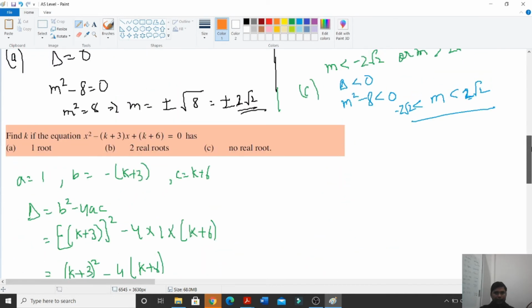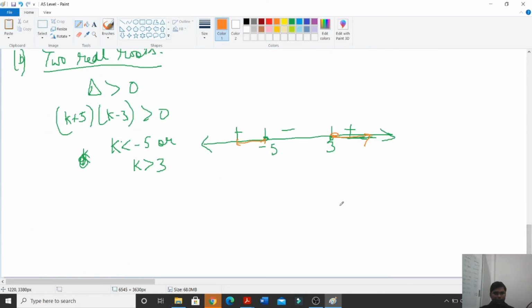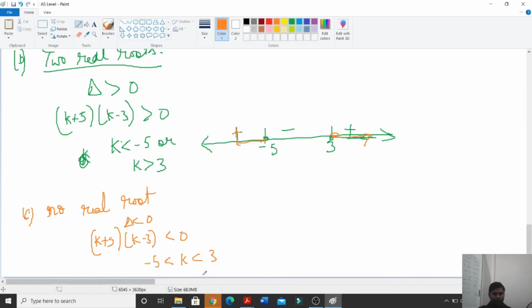Now part C, it says no real root. So no real root means delta is less than 0, right? (k plus 5)(k minus 3) less than 0. And we have already drawn the sign diagram here. And for less than 0, k has to be between minus 5 and 3. So that's the answer. That's the value of k. Okay?